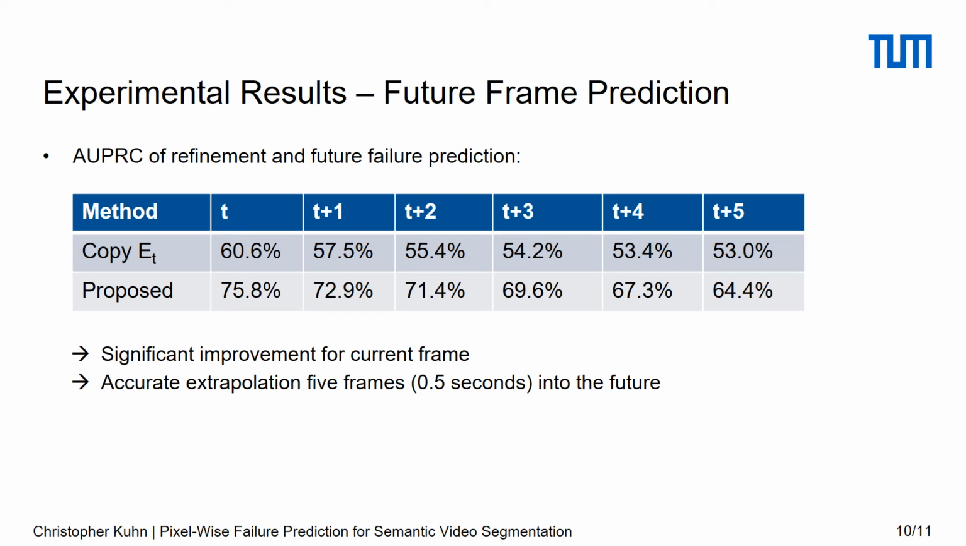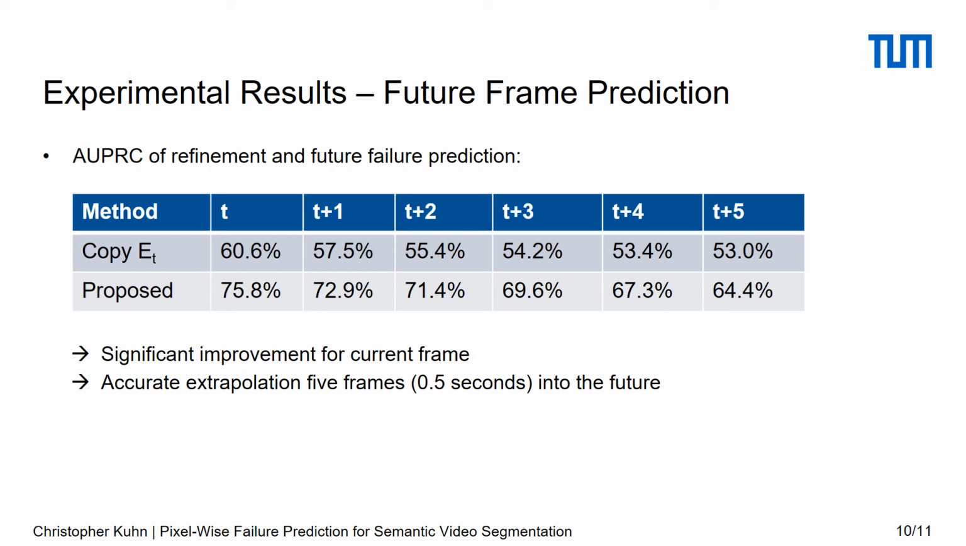Finally, let's look at the results for the future frame failure prediction. We train our encoder-decoder architecture with a sequence of 4 consecutive failure predictions and use either the current frame ground truth errors or the future ground truth errors as labels. The baseline method of simply copying the current failure prediction decreases with each future frame, going from 60.6% from the current frame to 53% 5 frames into the future.